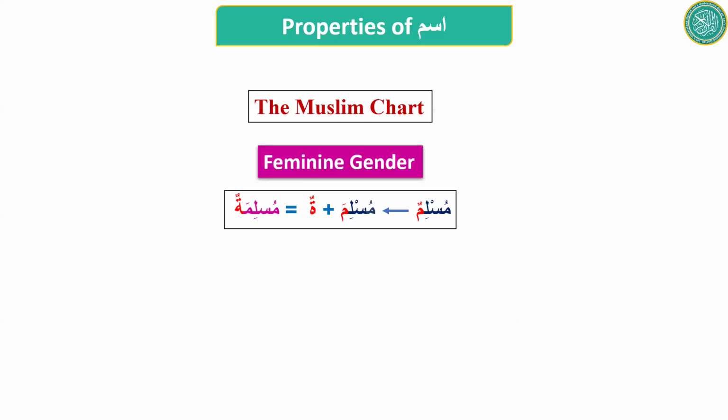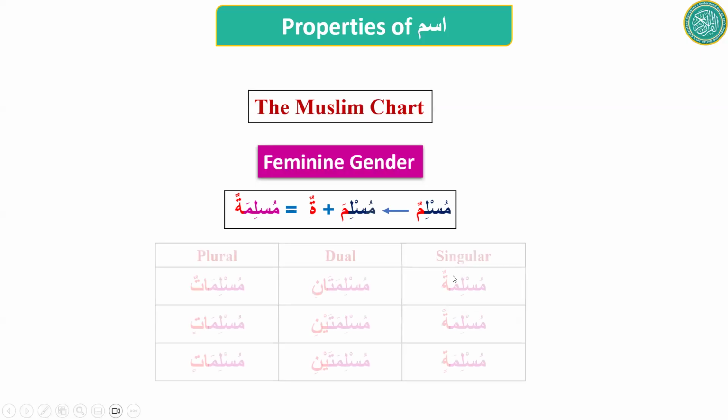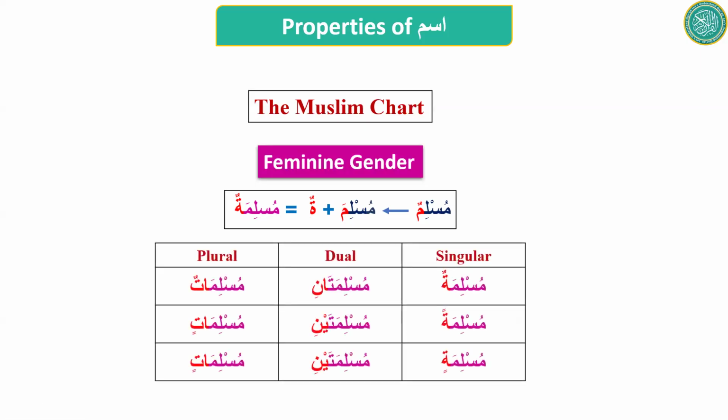Okay, Muslimatun. And now we will make a feminine gender Muslim chart out of this word, Muslimatun. So Muslimatun will be the starting word. Now how will it go? Muslimatun, Muslimatan, Muslimatin, Muslimatani, Muslimataini, Muslimataini, Muslimatun, Muslimatin, Muslimatin. These three words in the first column mean the same thing: one Muslim lady, one female Muslim.